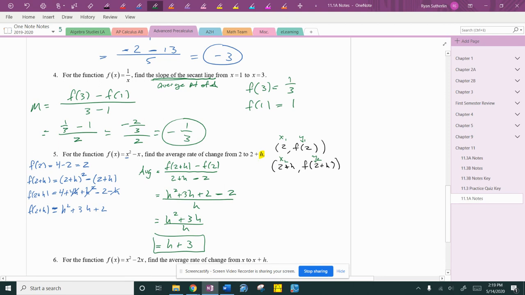This becomes something that we're going to use a lot. This idea here is called a difference quotient. And we're simplifying it in that problem there.